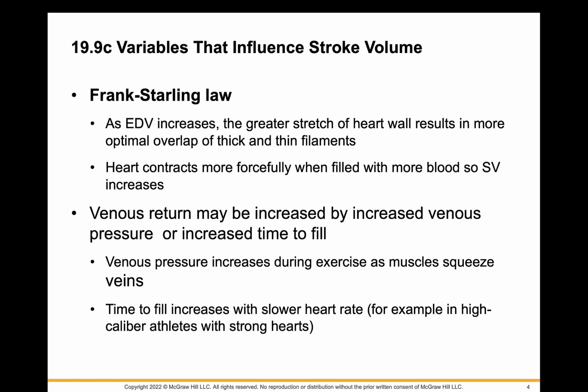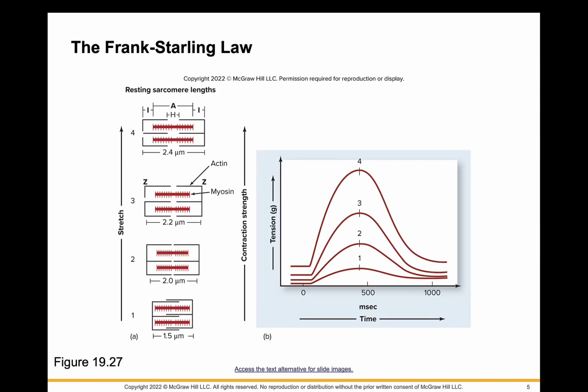Venous return may be increased by increased venous pressure or an increased time to fill. That's what we see in trained athletes. So their stroke volume is going to be much more forceful when we actually see that. Now here, this diagram is basically showing you the significance that just a little bit of stretch makes on the amount of force that's being produced. Here, if we look at 0, okay, we actually see a little bit overlap of the thin filaments, so we're not going to see a lot of force being produced here.